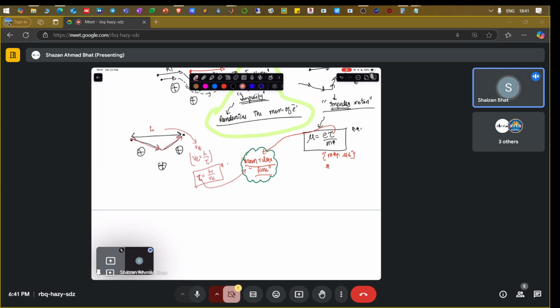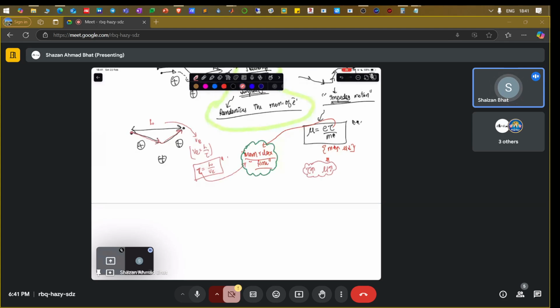Now you want this time to be more so that your mobility will be more. What does that mean? That means you want this length to be as long as possible. In other words, you don't want any momentum relaxation events for the electrons. If you can gather the electron at the drain end, then there is only one scattering event present and it has gone into the drain.